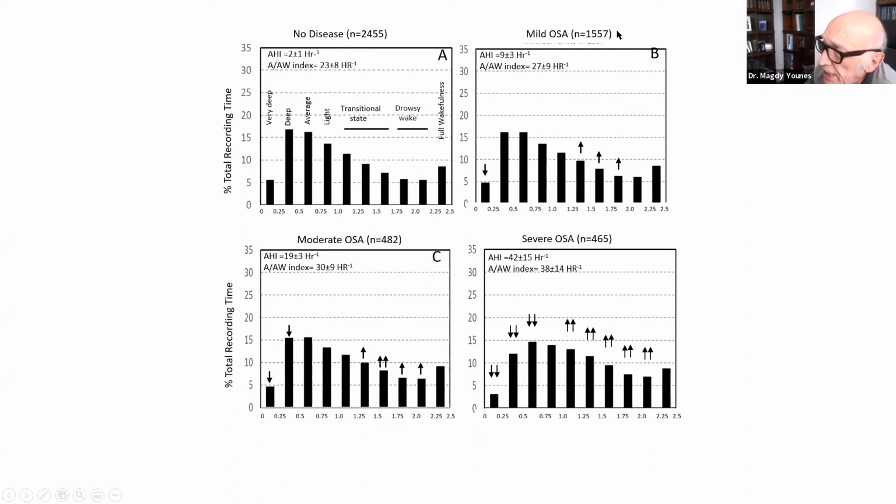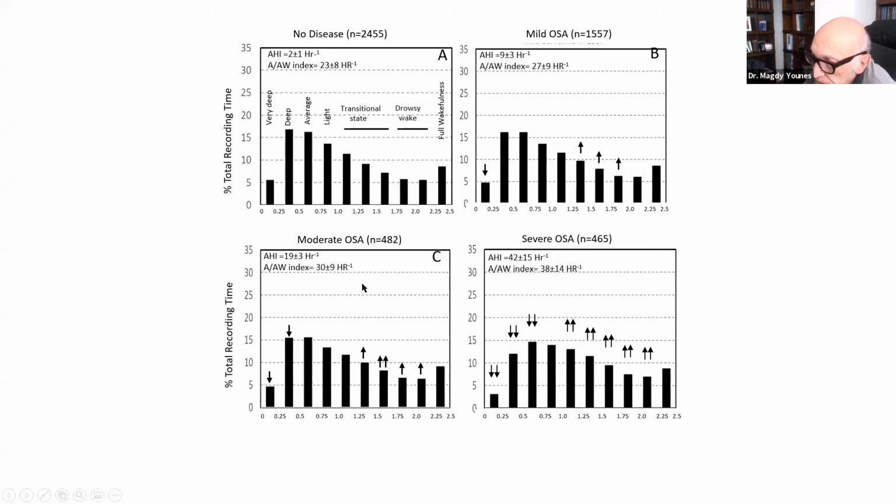We had 1,557 subjects in the Sleep Heart Health Study with an AHI between 5 and 15, with an average of 9, and an arousal awakening index of 27. And the shocking thing here, the amazing thing, is there's hardly any difference between the normal and the mild OSA. You can find some statistical difference, a little bit lower here and a little bit higher here, but basically the effect is minimal.